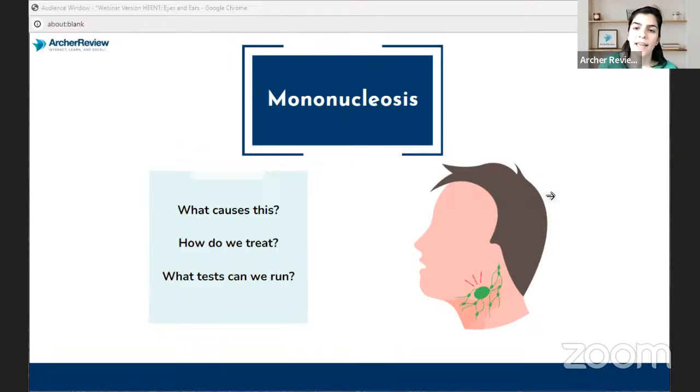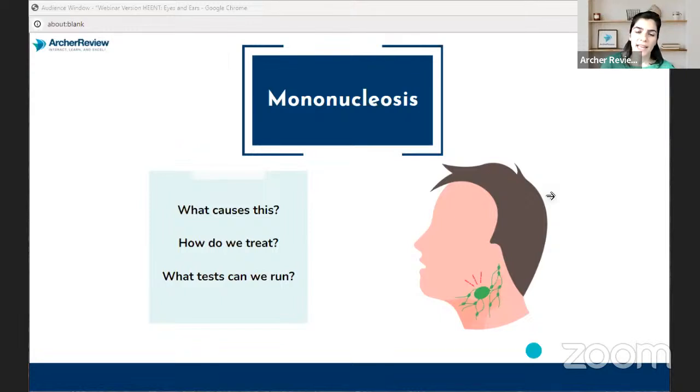weeks is important. And then specifically on your labs, you're going to see an elevated atypical lymphocyte. So you're going to see that on the exam. So knowing you're probably going to see elevated LFTs, looking at liver function, that atypical lymphocytes is going to be another telltale sign that this is mono.